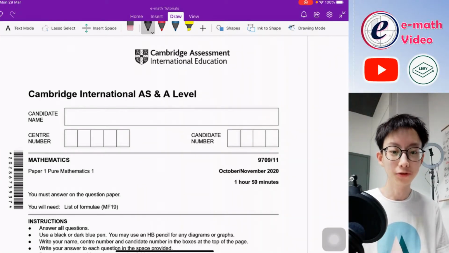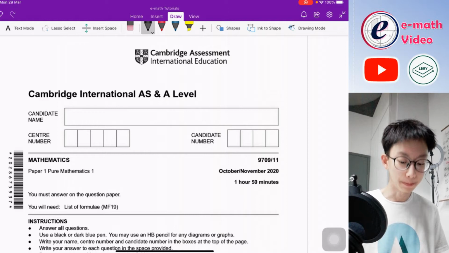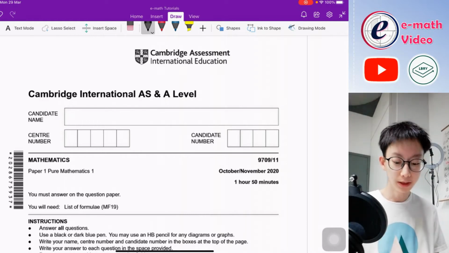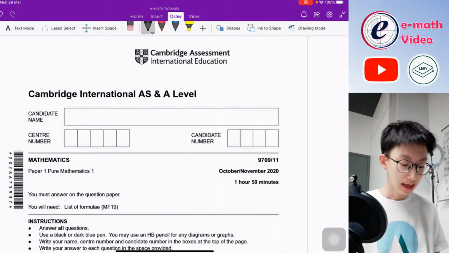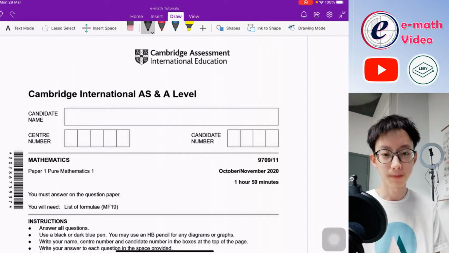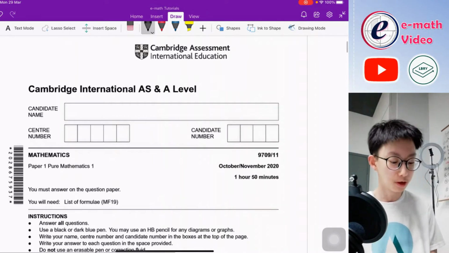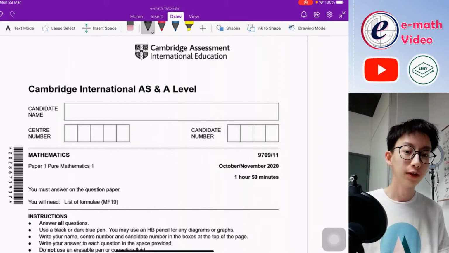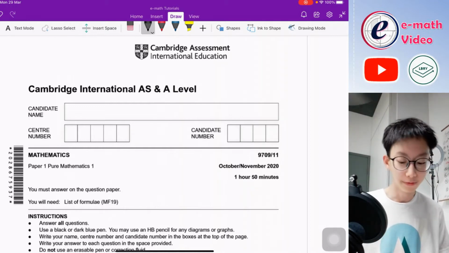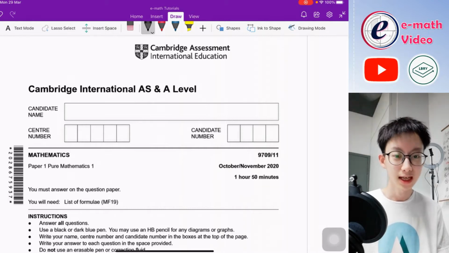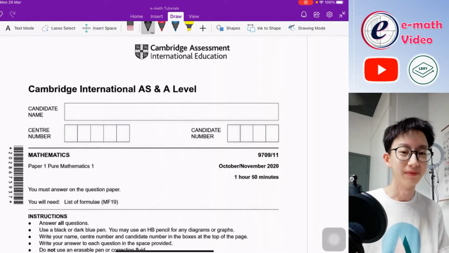Today I'm going to do a Cambridge A-Level math paper from October-November 2020, and I think it's one of the latest papers, right? So I'm going to do Paper 1, which is Pure Math 1. I think it consists of 12 questions on pure math, and the time allocated is 1 hour and 15 minutes. I hope I can finish on time, okay?